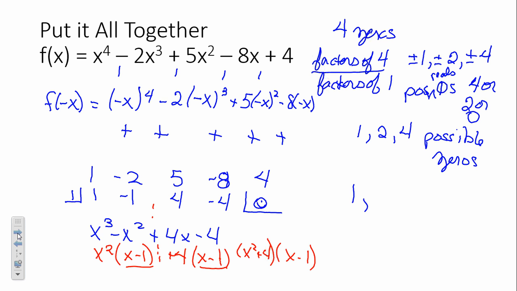So when the 4 goes to the other side, it becomes negative 4. It's not 4i, but 2i, so plus or minus 2i. Okay? Everybody see that and understand that?